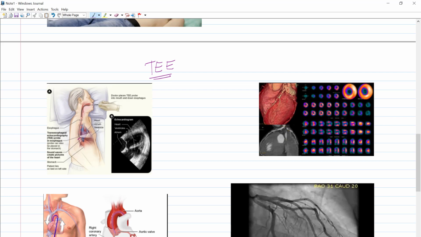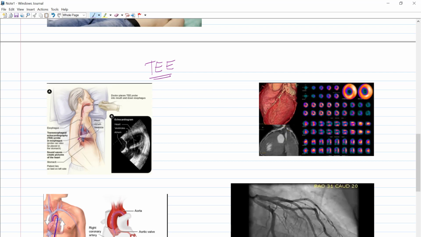Okay, and after TEE, you want to make sure that you check the gag and swallowing reflex of the patient. You also need to monitor the vital signs before and even after the procedure. And of course, you assess the level of consciousness of the patient.